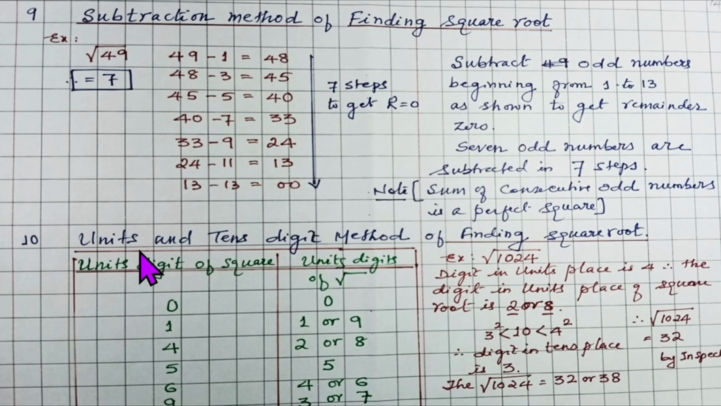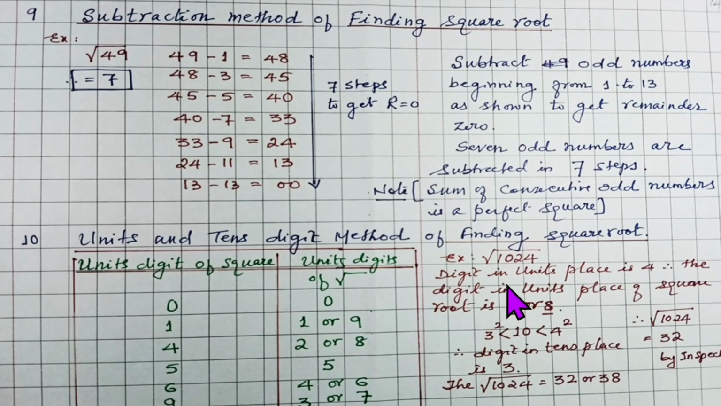The next point, the units and tens digit method, is another method of finding the square root. For this you have to remember that when the digit in the units place of the number is 0, then the digit in the units place of the square root is also 0. If it is 1, the root ends in 1 or 9. If it is 4, 2 or 8. If it is 5, 5 only. If it is 6, 4 or 6. And if it is 9, it will be 3 or 7. So let us understand that.